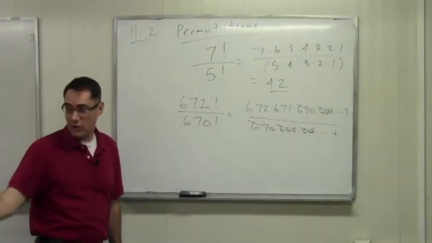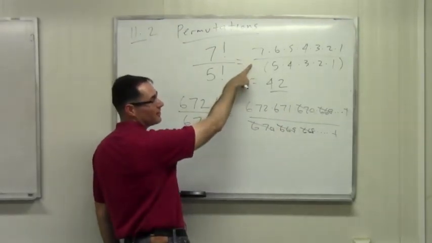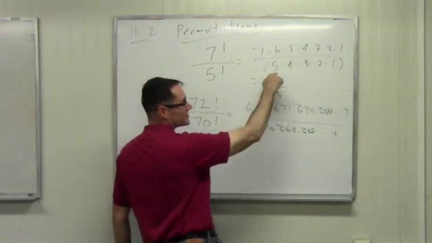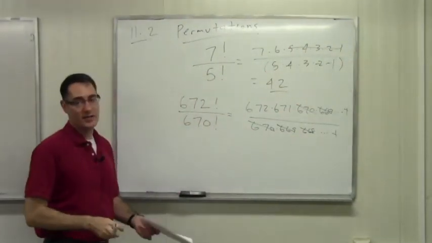So all you have to do is 672 times 671, which is exactly what these guys did up here. The same thing here: 5, 4, 3, 2, 1 all cancels out. Those all cancel, and it's just 7 times 6.